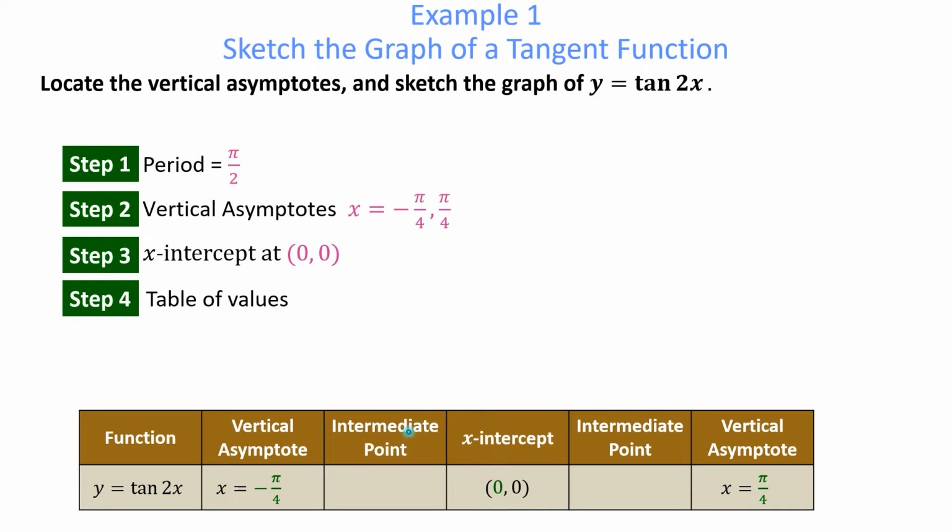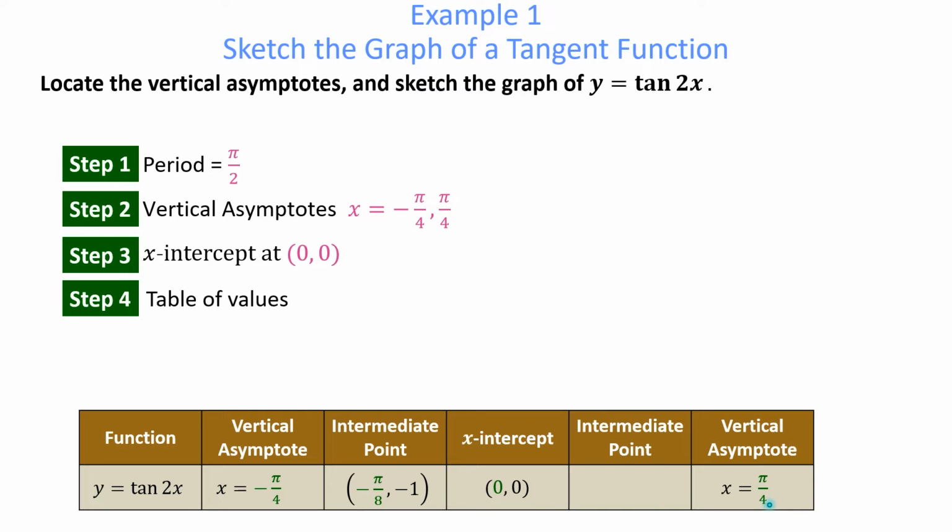So now the intermediate point here is the midpoint of the x values of this vertical asymptote and this x-intercept. So the x value here is minus pi over 4, and the x value here is 0. So we want the midpoint of that. So how do we work this out? Well, we simply add these two values together and then divide by 2. So minus pi over 4 plus 0 gives me minus pi over 4. Divide it by 2 and it'll give me minus pi over 8 as the x value. Now, to find the value of y, we simply substitute this x value into this function, and that'll give us minus 1.